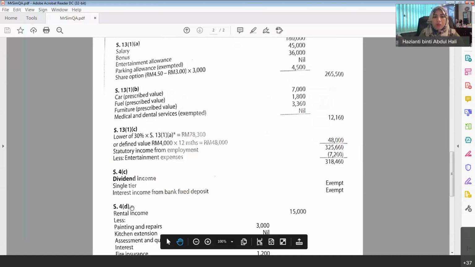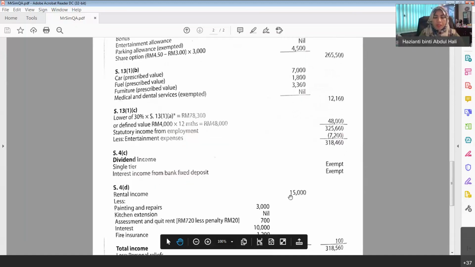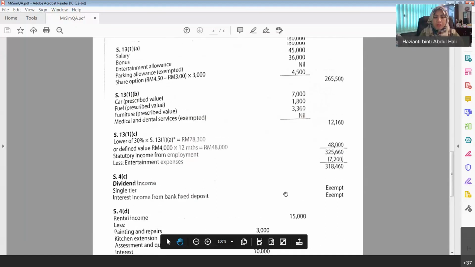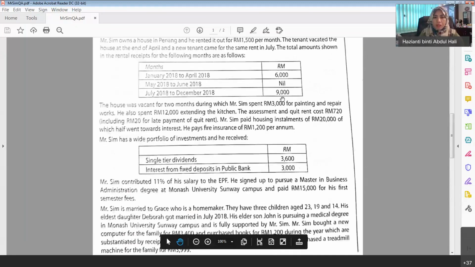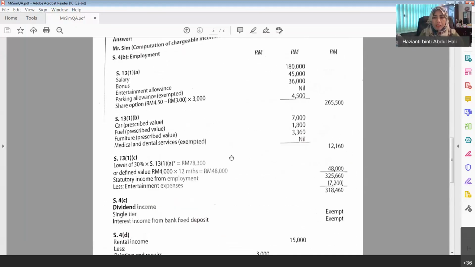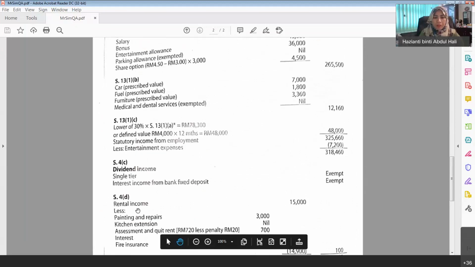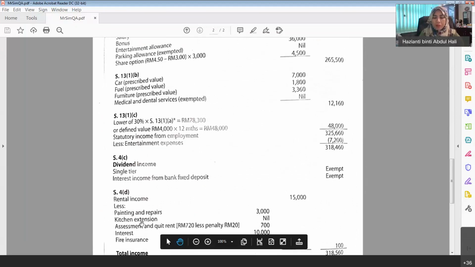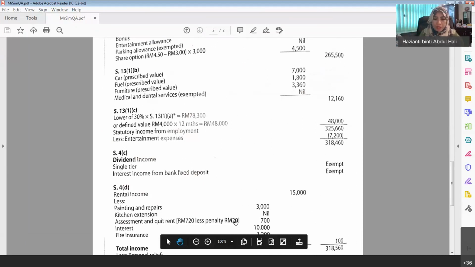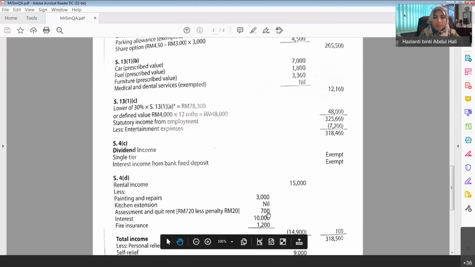Alright. And then for D is the rental income. Okay, so rental income dia 15,000, which means 6 plus 9,000 that will give us 15,000. Painting and repairs 3,000. So remember kitchen extension is a renovation that will change the nature of the house or the structure of the house. So it is not allowed for us to deduct. And then assessment and quit rent. So assessment and quit rent, just the assessment and quit rent, not the penalty. So only 700 can be deducted.